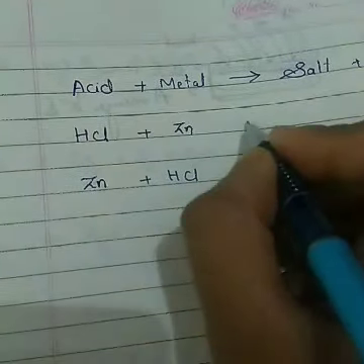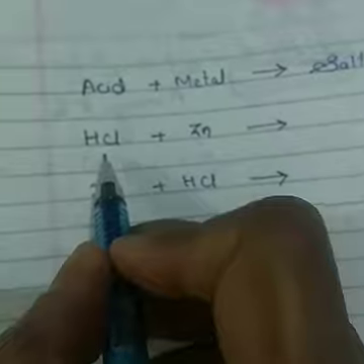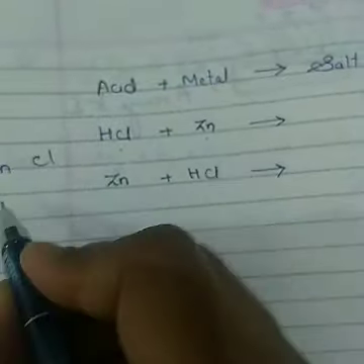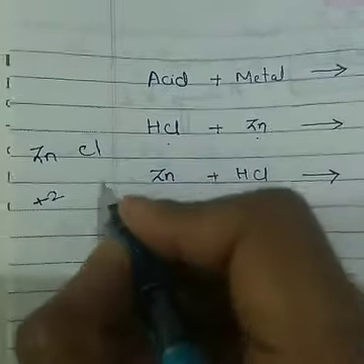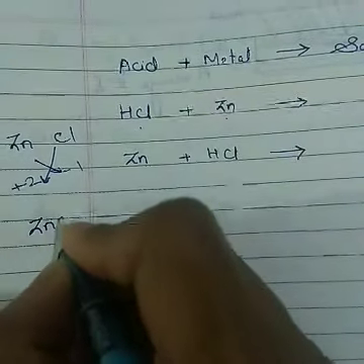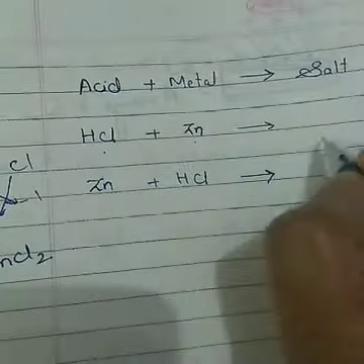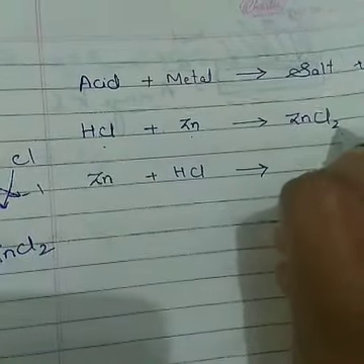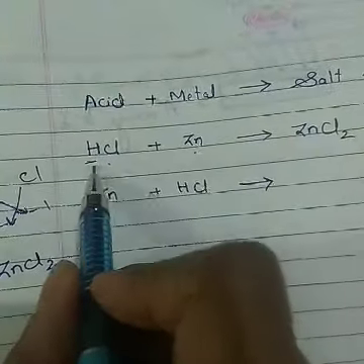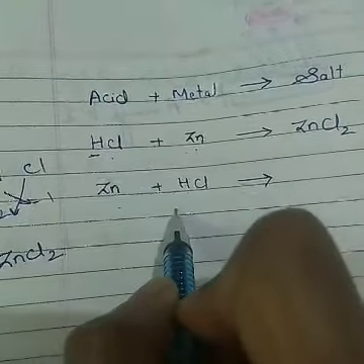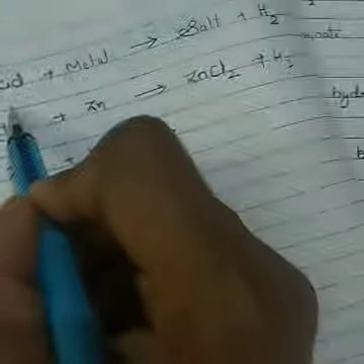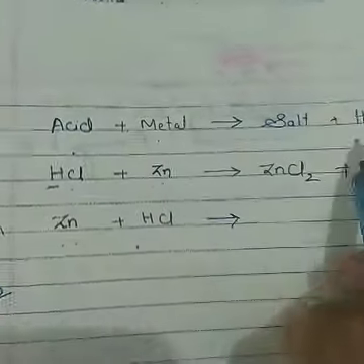So what does it form? It forms salt. So zinc should react with the chlorine. The valency of zinc is 2 and chlorine is 1. By doing crisscross, we will get zinc chloride, which is a salt. So ZnCl2 plus hydrogen gets released. You can write it in this way or in this way. So whenever a metal reacts with an acid, it forms salt plus hydrogen gas.